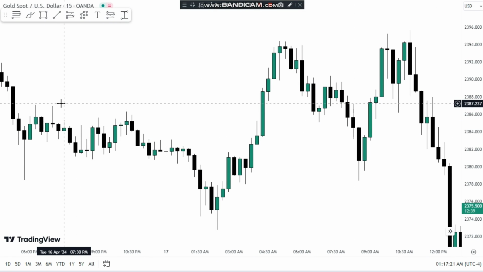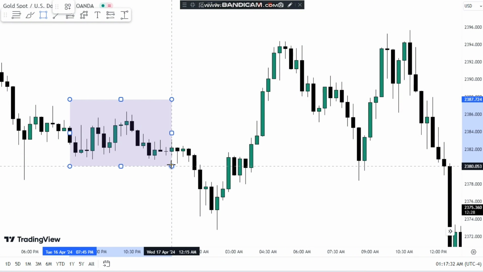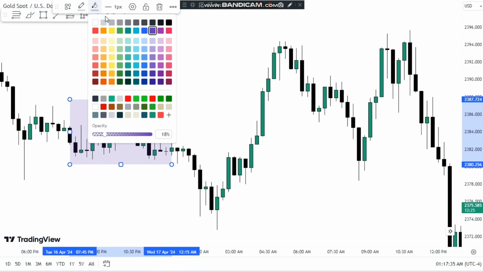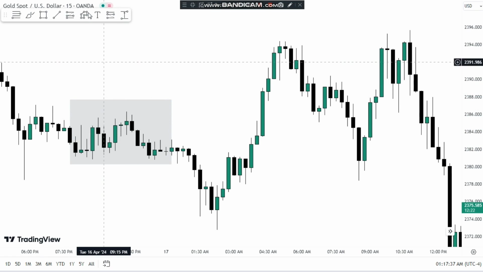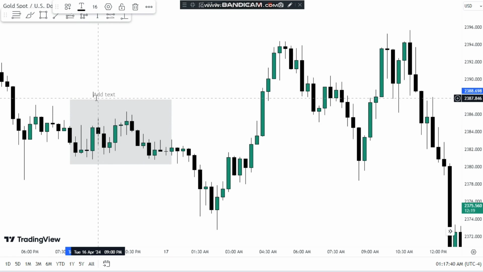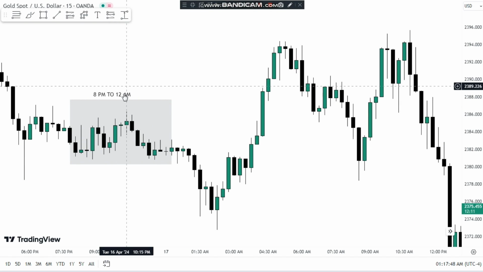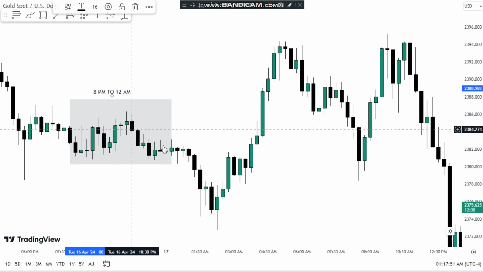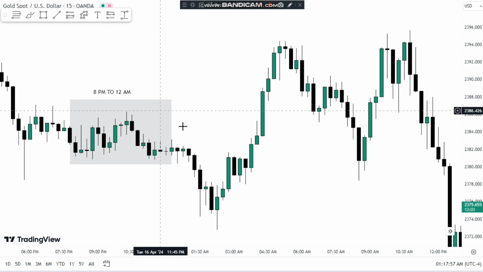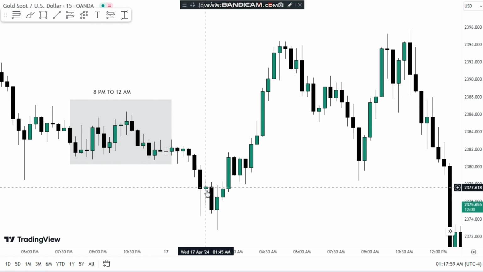Okay. So, the first thing in this model will be the consolidation. As you can see here, there will be consolidation. So, I will mark it. This is the consolidation. Okay. As you can see here. But this consolidation has to be during a specific time, okay? And this timing is 8 p.m. to 12 a.m., okay? This consolidation has to be during this time. This is the Asian kill zone. And you can see we got consolidation in the Asian kill zone. This will be the first step, okay? If you get consolidation, then we can move on to the next steps, okay?